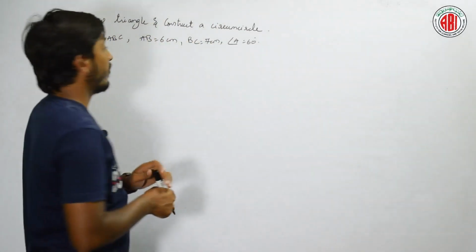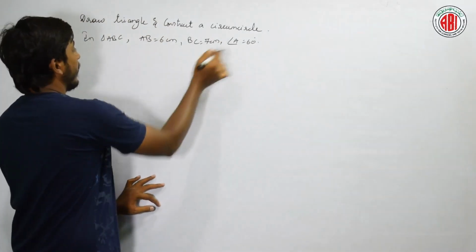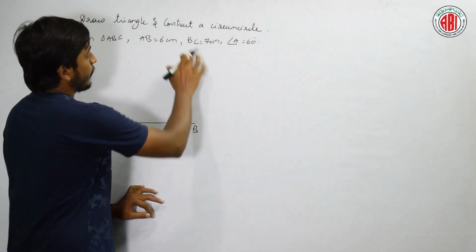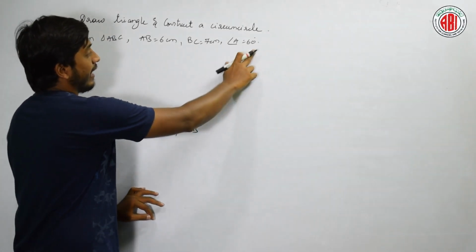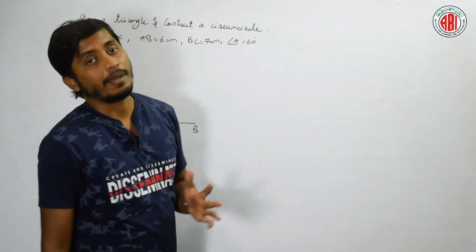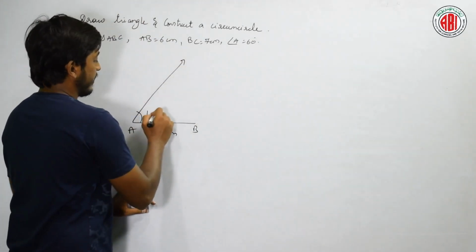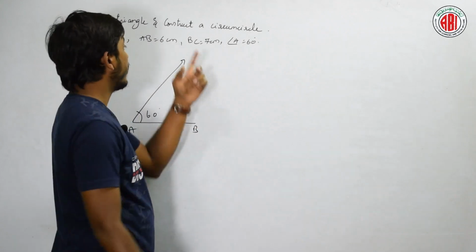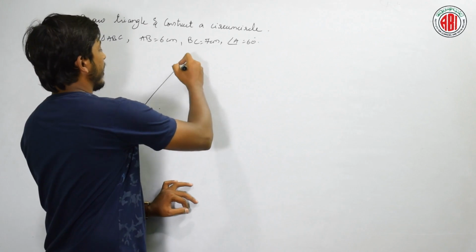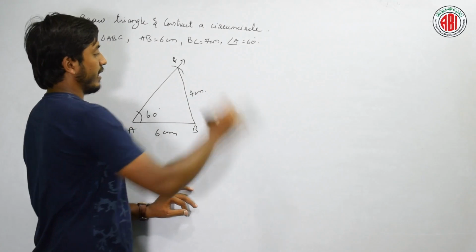First of all, we have to construct a triangle. Hope you all know how to construct a triangle, right? AB is a base of 6 centimeters, BC is 7 centimeters and angle A is 60 degrees. Whenever we do a construction, we have to check the angles. Draw angle A as 60 degrees. Now BC is 7, so with B as center and 7 as radius, cut an arc. This will be C, join it.